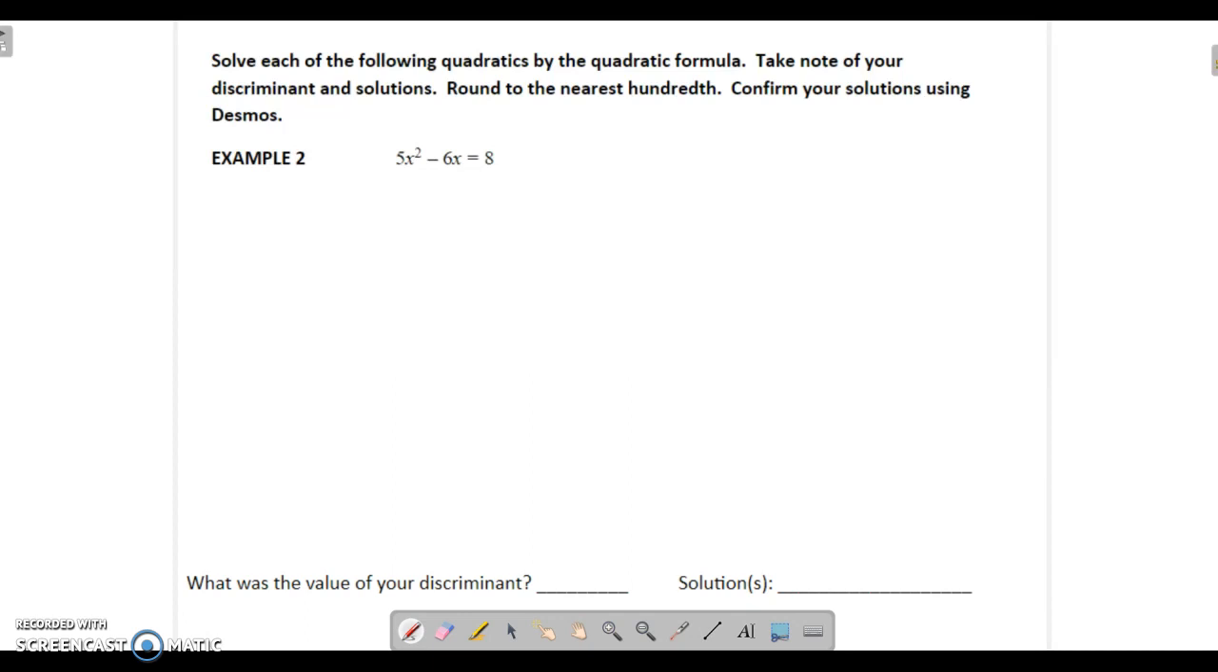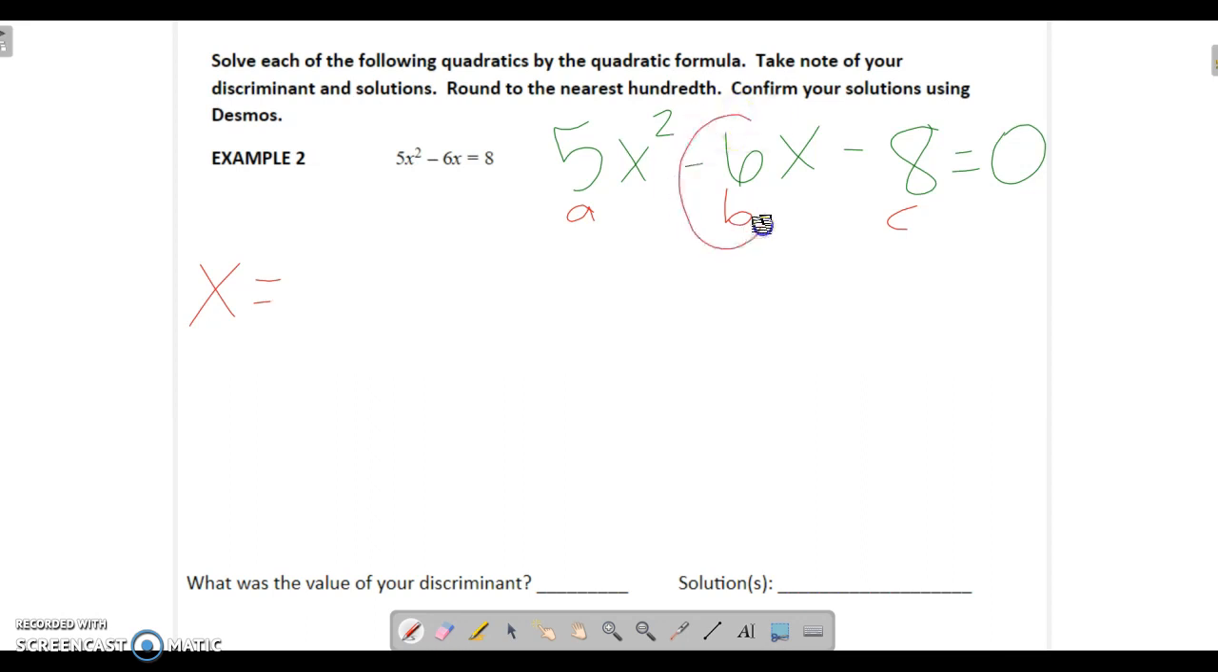So let's look at the next one. 5x squared minus 6x equals 8. Well, we have it in standard form, but it's not set equal to 0 like we want it. So the first thing we're going to do is take away 8 from both sides. So we would have 5x squared minus 6x minus 8 equals 0. And we can see our A, B, and C values. So here's A, here's B, and here's C. So to figure out what x equals, we use our quadratic formula, x equals negative b. Well, negative 6 is b, so the opposite of that is positive 6.